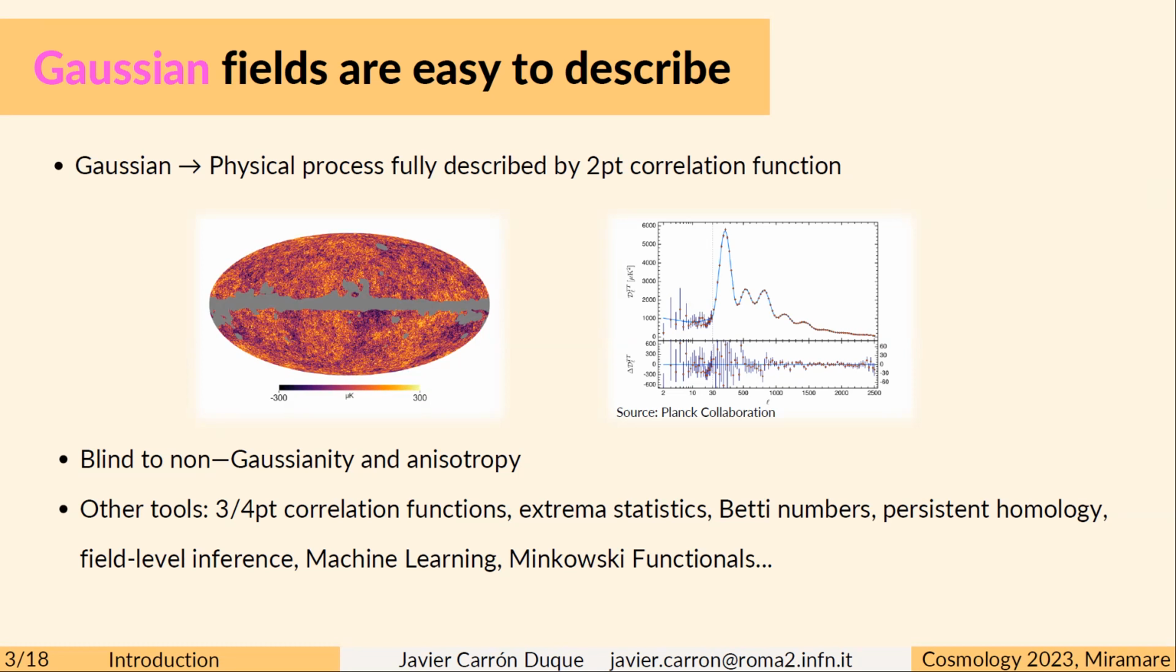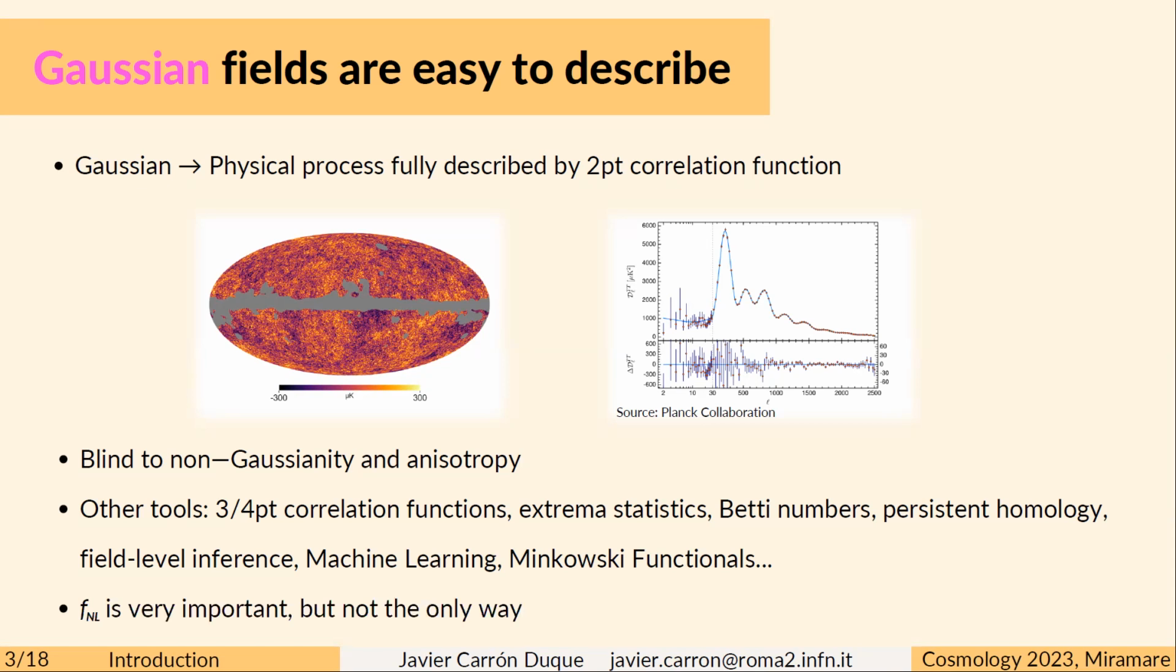Because of this, the cosmological community has adopted and even developed new statistical tools in order to extract this extra information. These tools include, of course, the 3- and 4-point correlation functions, bispectra, trispectra, but also things like extrema statistics, distribution of maxima, distribution of minima, distribution of clusters, distribution of voids, these kinds of things. Statistics like Betti numbers, persistent homology, field-level inference, some approaches from machine learning, and in particular, Minkowski functionals, which describe the geometry and topology of the field. Each of these can be the topic of an entire workshop, so I will only talk a little bit about Minkowski functionals.